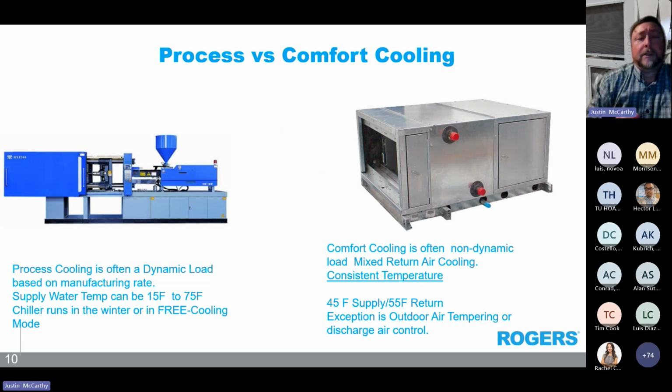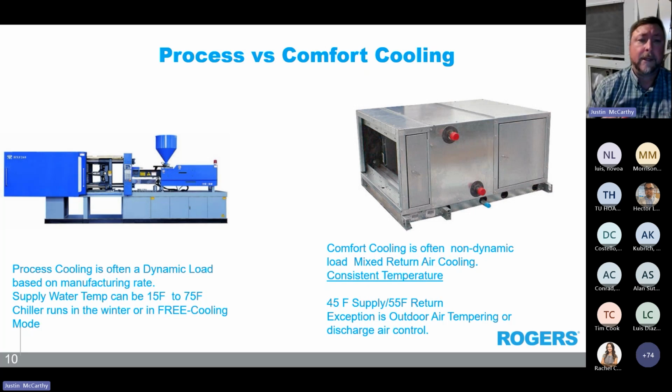So chillers are used in lots of different applications, process and comfort cooling. Typically, process cooling is often a dynamic load based on a manufacturing rate. Supply water temperature can be 15F to 75F. The chiller runs in the winter or in free cooling mode.